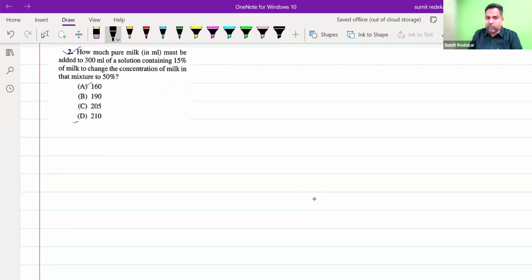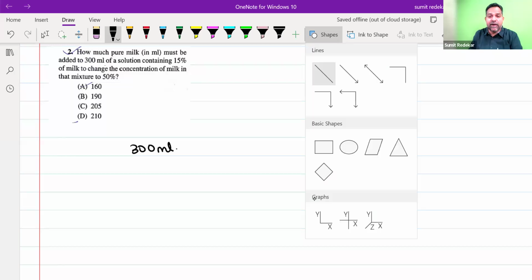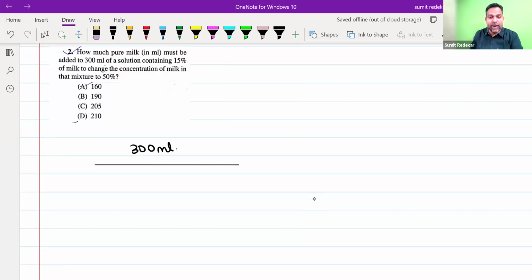There is a mixture. Let's say milk is mixed with water and the mixture is 300 ml that has 15% milk. There is 15% of milk in it. Well, then obviously the rest, the 85%, is something else. Let me for now assume that it is water.